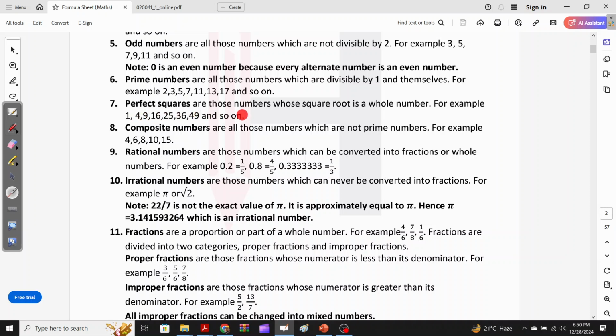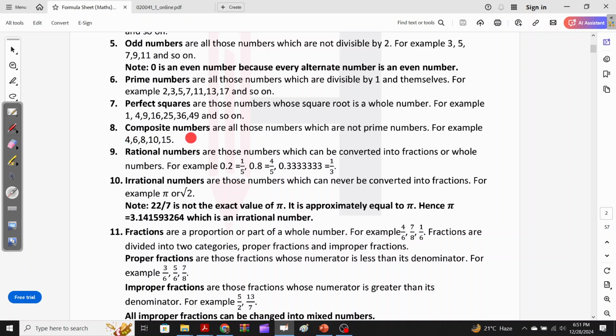Perfect squares are those numbers whose square root is a whole number. So you will get a whole number whenever you take the square root of it. For example, the square root of 1 is always 1, which is a whole number. Like 4, the square root of 4 is 2. Like 25, the square root of 25 is 5, which is a whole number. 49, the square root of 49 is 7, which is again a whole number. So this is how you understand perfect squares: whenever you take its square root, it will be a whole number.